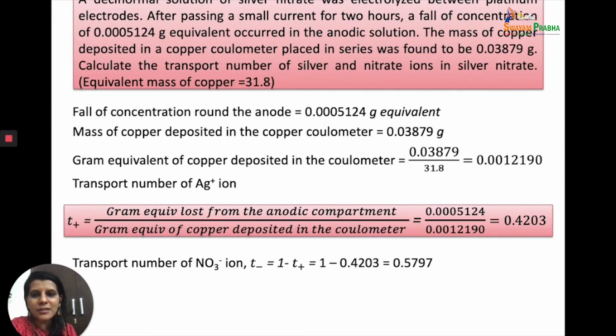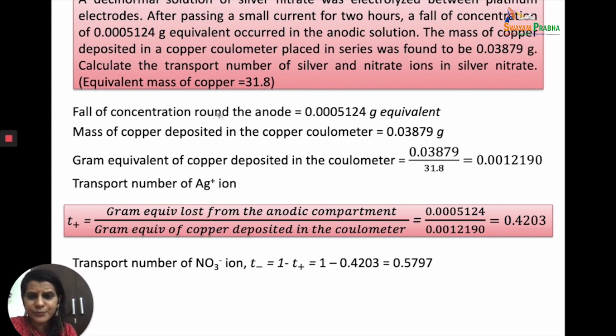Let's take another look at another numerical. We are given a decinormal solution of silver nitrate which was electrolyzed between platinum electrodes. After passing a small current for 2 hours, a fall of concentration of this much gram equivalent occurred in the anodic solution. The mass of copper deposited in the copper coulometer placed in series was found to be 0.03879 grams. Now calculate the transport number of silver and nitrate ions in silver nitrate. You know that the equivalent mass of copper is 31.8.